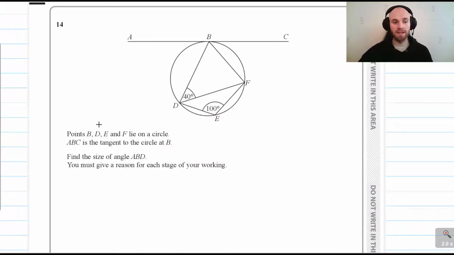Question 14, the points B, D, E, and F lie on a circle. You can see that here. ABC is the tangent to the circle at B. You find the size of the angle ABD. You must give a reason for each stage of your working.